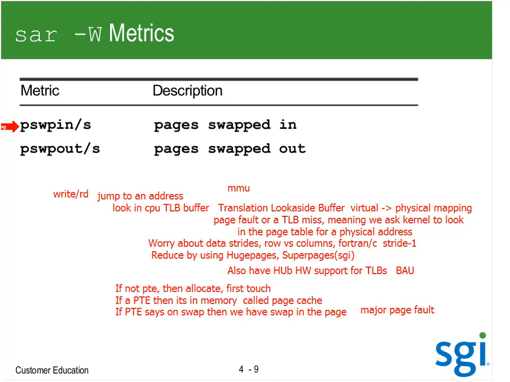So I take a minor page fault, jump to the kernel, goes to the page table and finds the physical address. If it's not there, then we say there's no entry for this page yet. It has not been allocated. So this is the first time we're touching it, and then we allocate it on the node where the program is running. If we have a page table entry, then it's probably in memory, and we call that page cache. And if the page table says it's on swap, then we have to initiate a swap in, and that's known as a major page fault.